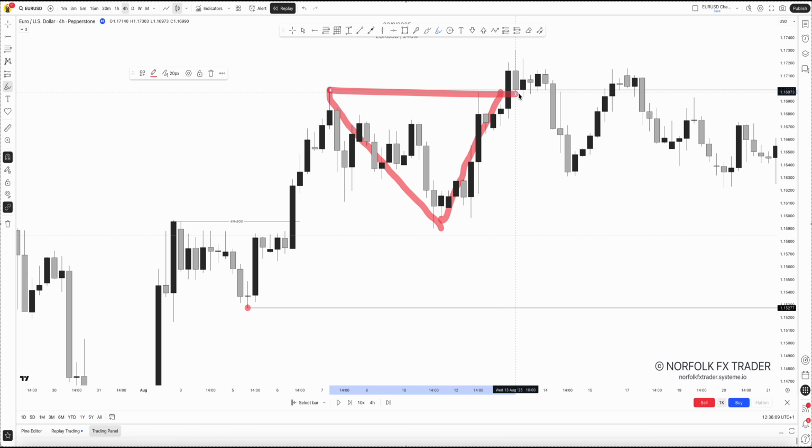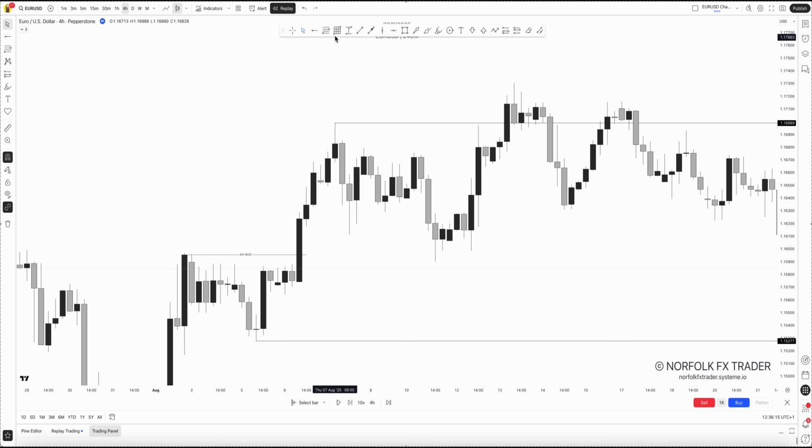I'm not going to walk through how you could have taken this trade, but just to show you the process of understanding your trading range. So at this point is where we do get another break of structure. So following the structure is key.